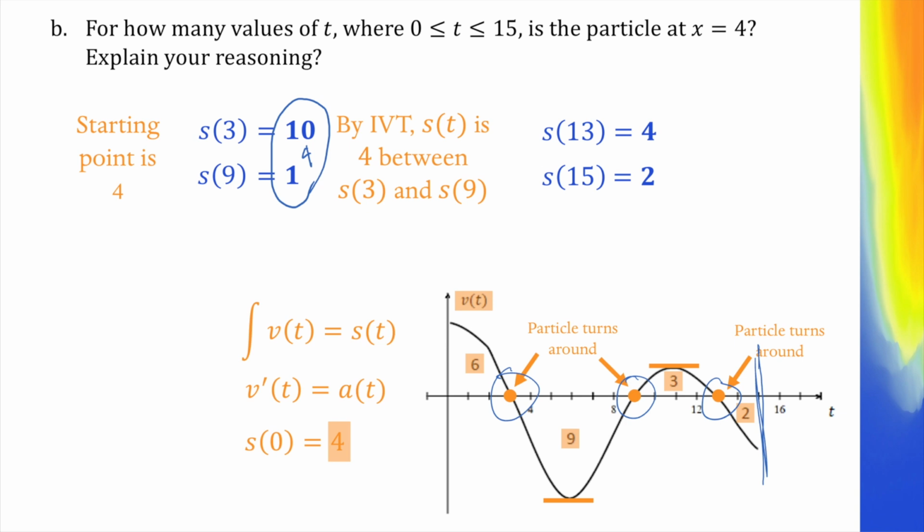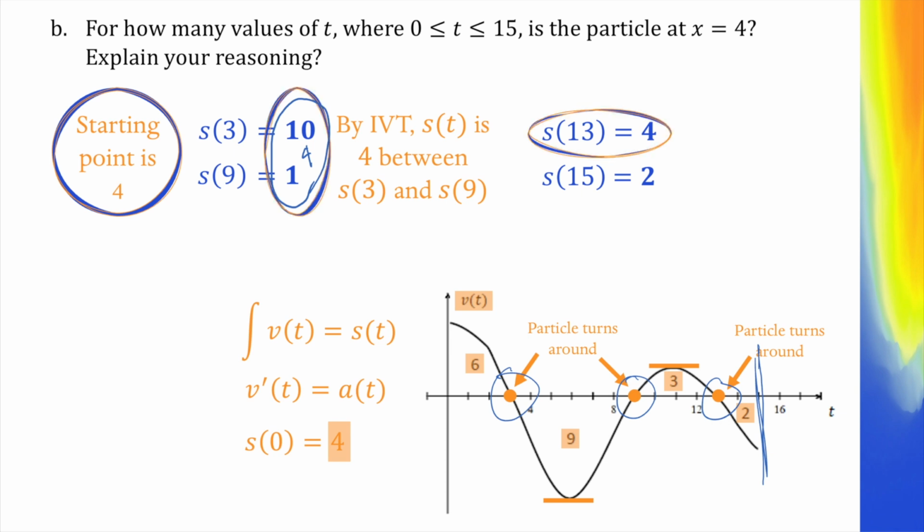And then S of 13 is 4, so we've got the starting point, somewhere in the middle, and then S of 13. So there's going to be 3 values when the particle is at x equals 4.